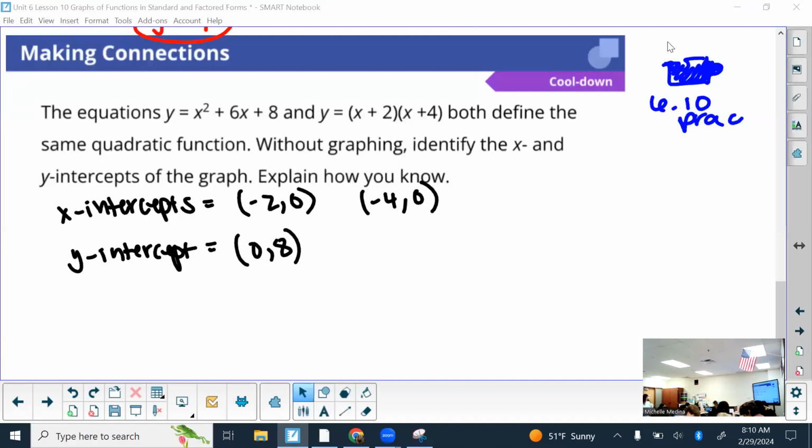Okay, the answer for the cool down is on the screen. X-intercepts are -2 and 4. Y-intercept is 8. Questions on that? And that's without graphing. Of course, you could always graph and check your answer, but hopefully you're noticing the pattern.